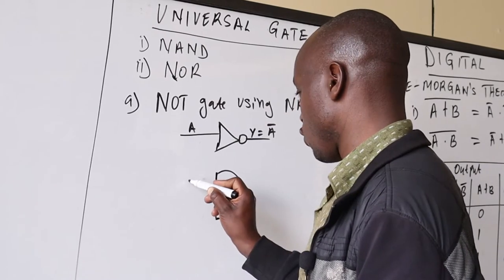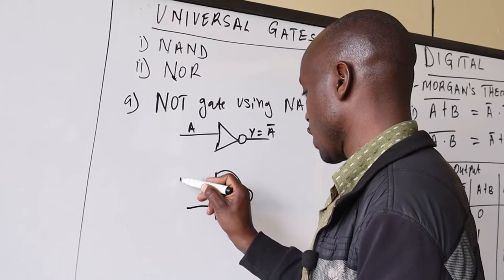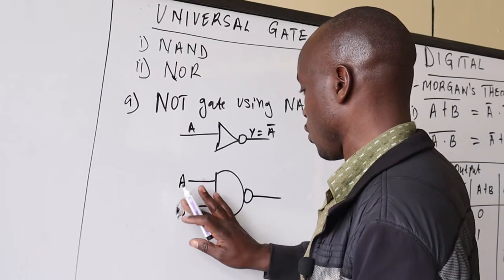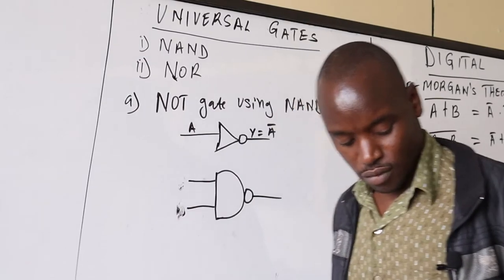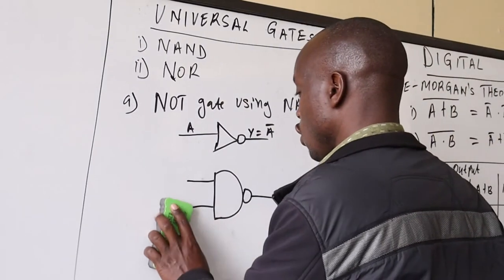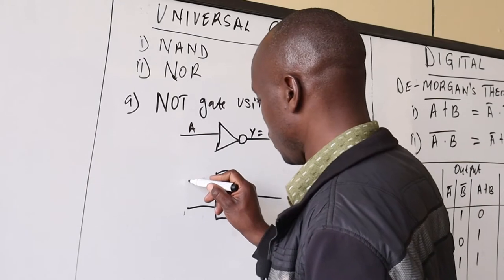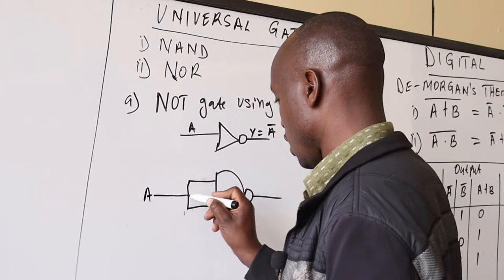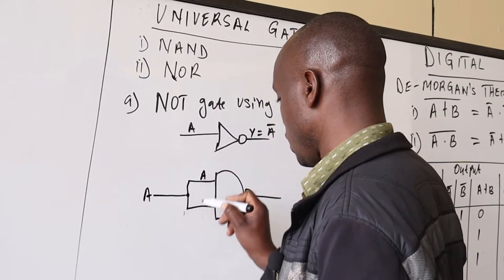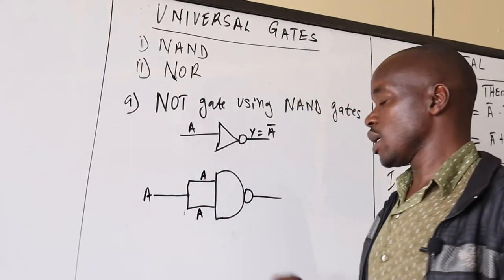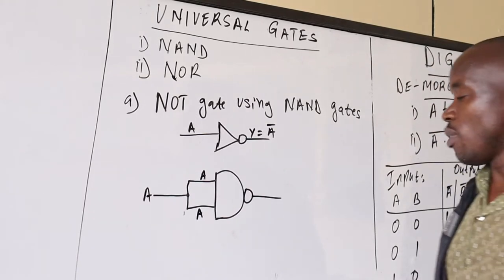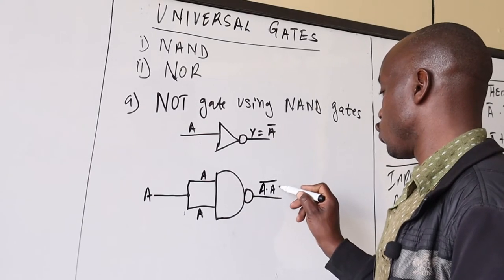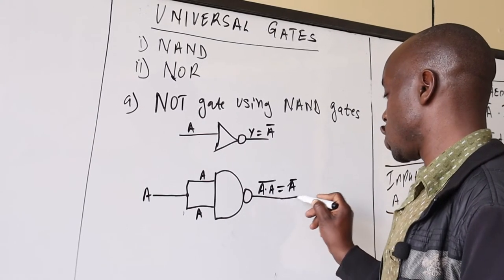Our NAND gate was appearing this way, if you remember, A and B. Because now we have only one input, we don't have two, because we are supposed to have two. So what do we do? We jump a wire here, so that now the input becomes A reaching here, it will be A this side and A this side. So it will be A dot A bar. So the output will be A dot A bar, which we need to understand is the same as A bar, by checking if this is true.